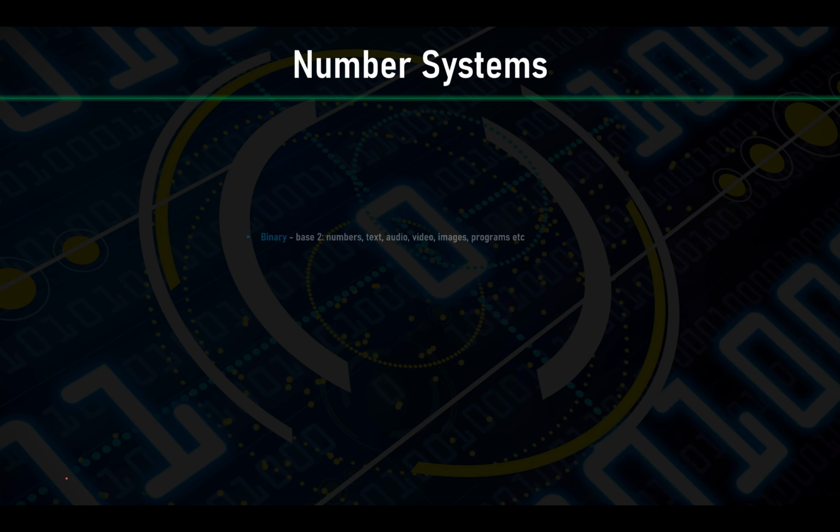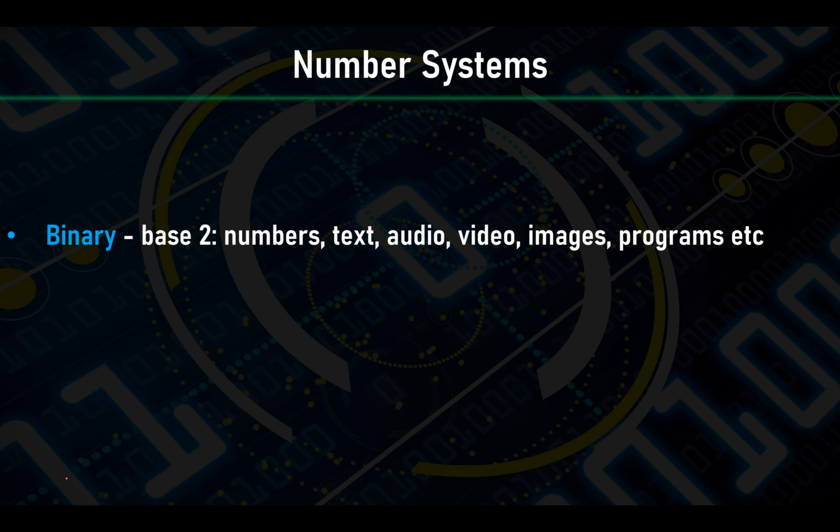So first, if you watched the previous videos, we talked about binary, that's base 2, and we said that in a computer everything is going to be binary, whether that's numbers, text, audio, images, videos, programs, everything is stored as binary.